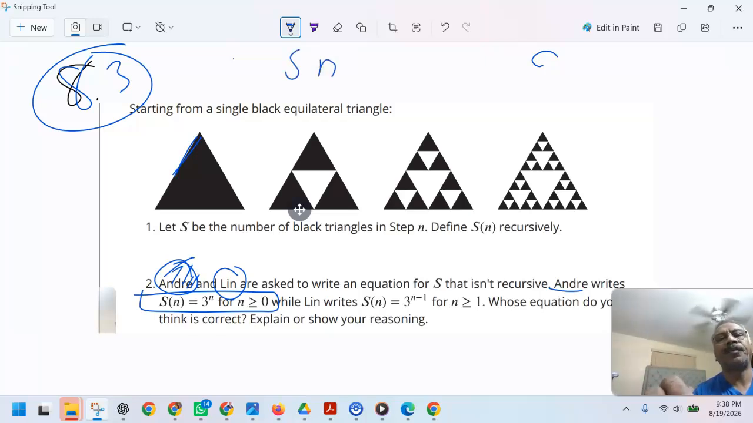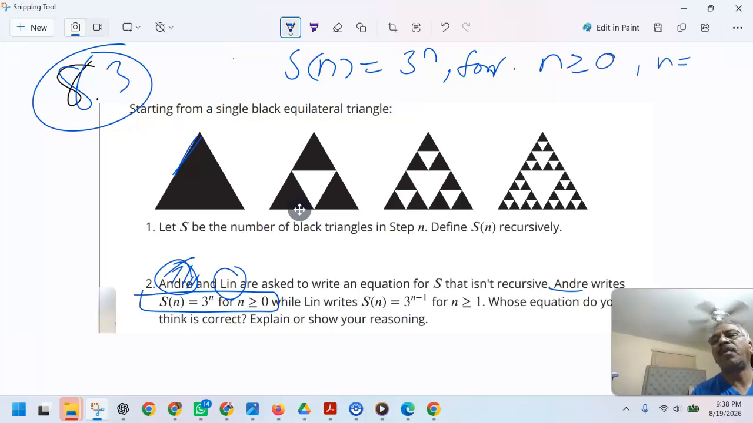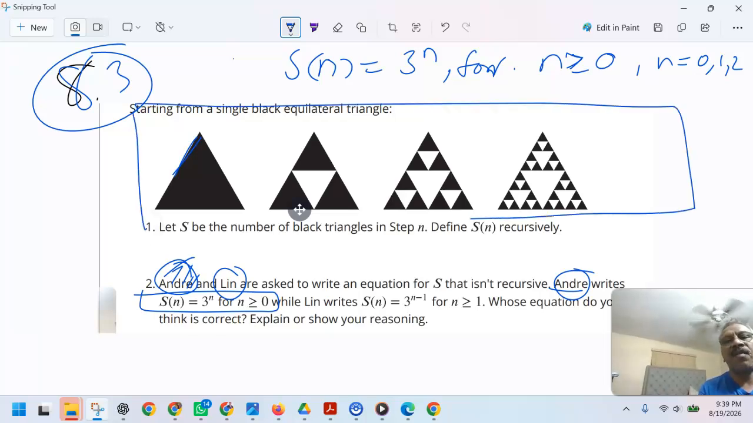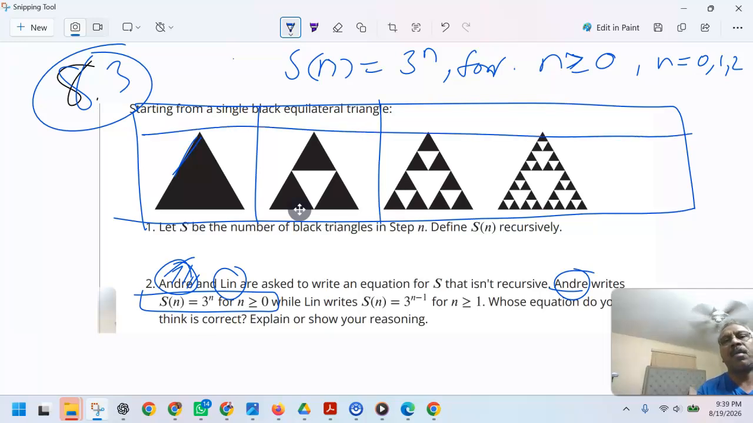Sn equals, for n greater than or equal to 0, like this. This means the starting step number is 0. Let's talk only about Andre, what he's talking about. He's starting with 0. See here itself, I'm going to make a kind of step number.